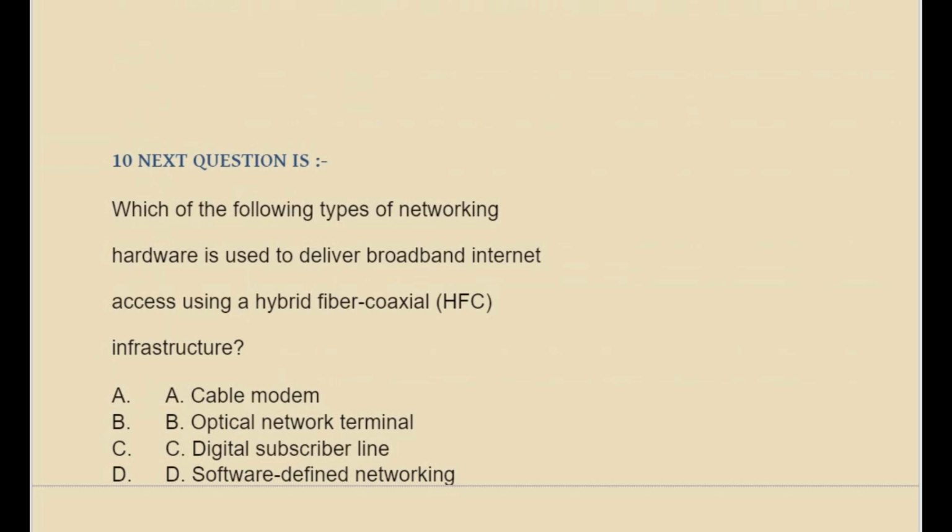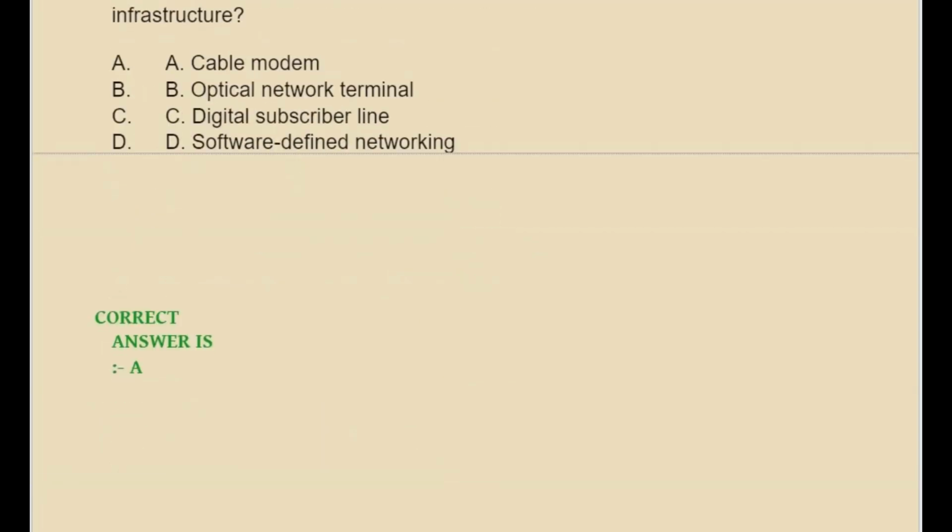Question is, which of the following types of networking hardware is used to deliver broadband internet access using a hybrid fiber coaxial HFC infrastructure? Option A. Cable modem. Option B. Optical network terminal. Option C. Digital subscriber line. Option D. Software defined networking. Correct answer is option A.